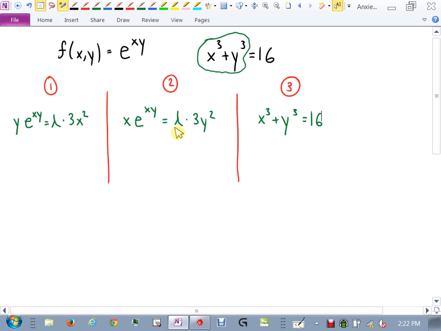Now, if I do solve for lambda, I will have to make a condition, right? Because I'll be dividing through by something, a variable. So what do you want? I mean, I don't care.